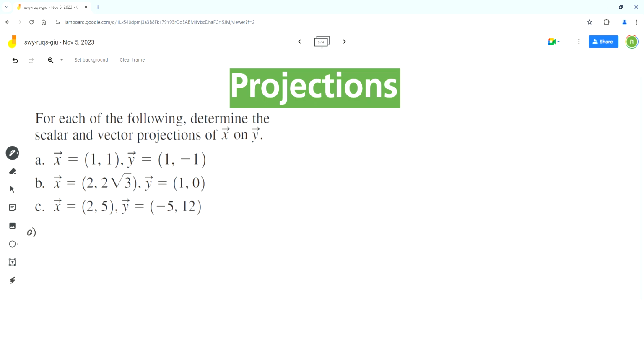So we can find the scalar projection. And the formula for that is x dot y over magnitude of y. Now we can use the given vectors. For magnitude of y, we should square the components of vector y, add them, and apply square root to the sum.